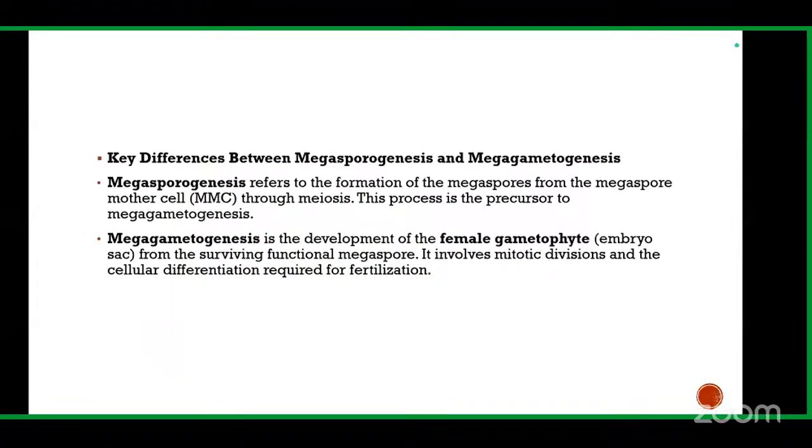So what is the key difference between megasporogenesis and megagametogenesis? Megasporogenesis is the phenomenon where megaspores are formed from the megaspore mother cell through meiosis, and this process is a precursor to megagametogenesis. Megagametogenesis is the development of the female gametophyte, the embryo sac, from the surviving functional megaspore, and it involves 3 mitotic divisions and the cellular differentiation required for fertilization. This is the difference.